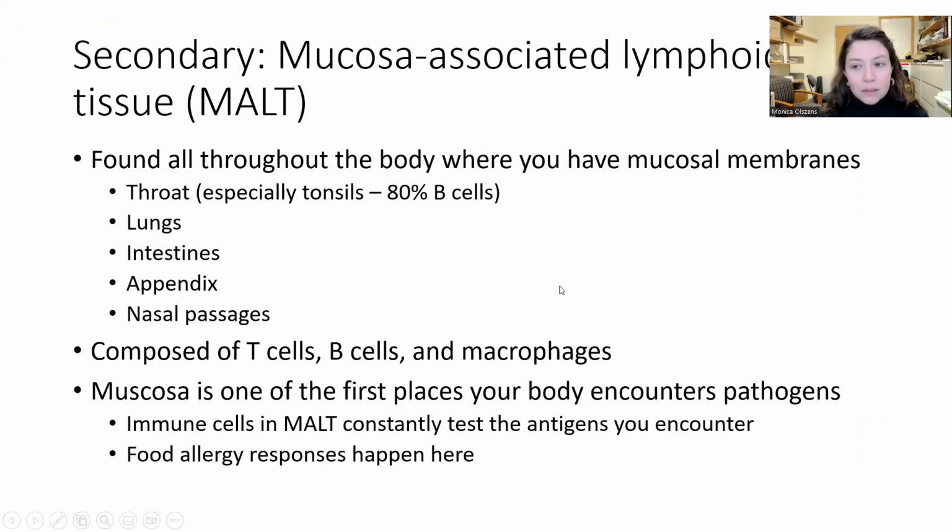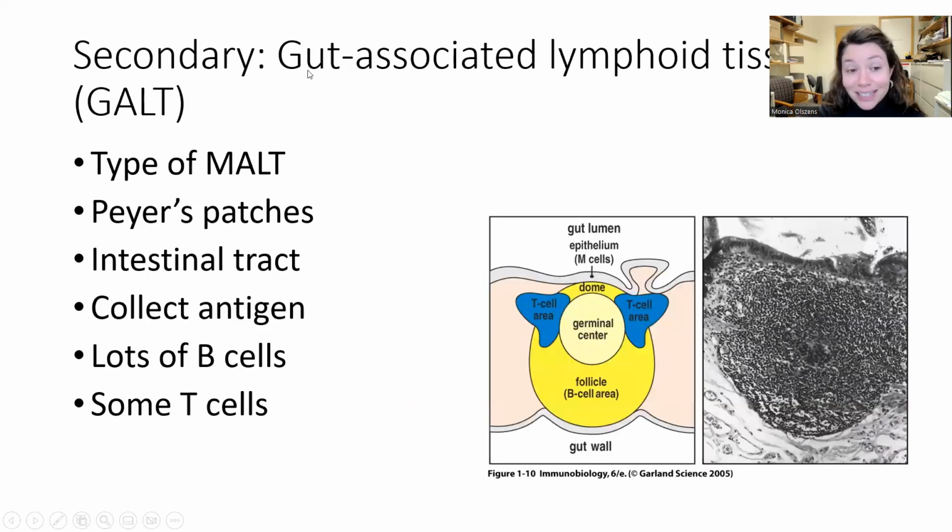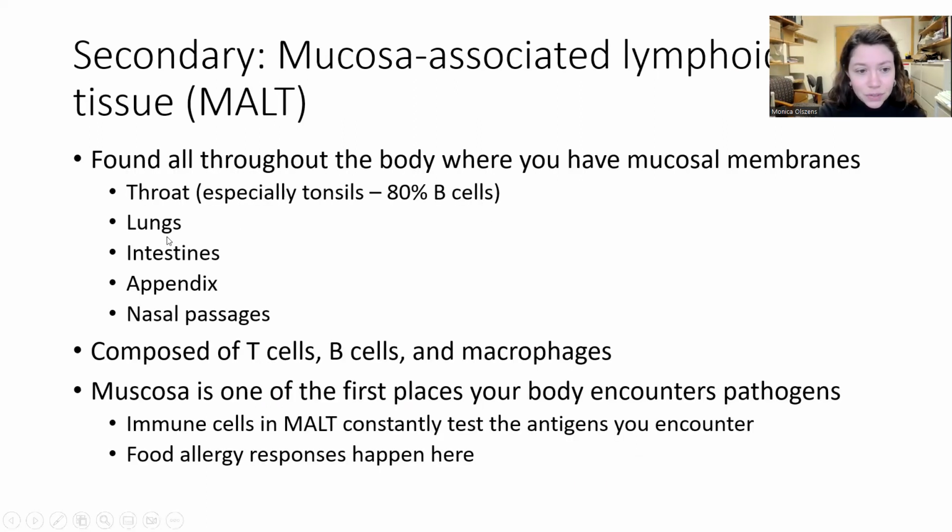Sometimes it's called MALT and sometimes it's called GALT. It just depends on what you're talking about. If you're talking about any part of your body where you have mucus, then it's called MALT, mucosa-associated lymphoid tissue. If you're talking about your gut specifically, it's a subtype of MALT called gut-associated lymphoid tissue. These are found all throughout your body, particularly in your mouth and your throat.